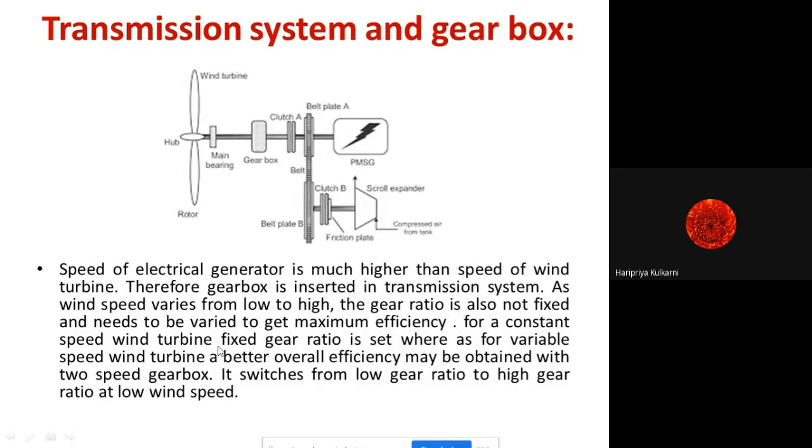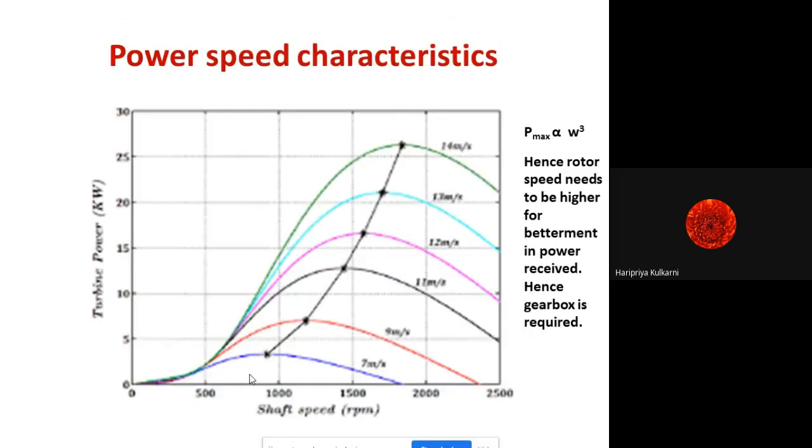For a constant speed wind turbine, a fixed gear ratio is set, whereas for a variable wind speed turbine, a two gear system is generally used. Overall efficiency may be obtained with the two speed gearbox. So it switches from low gear to high gear. It means in some systems only one gear is sufficient, but in some systems where wind speed is continuously varying over a wide range, a two gear system is used. Okay, so this is about the transmission system and the gearbox.